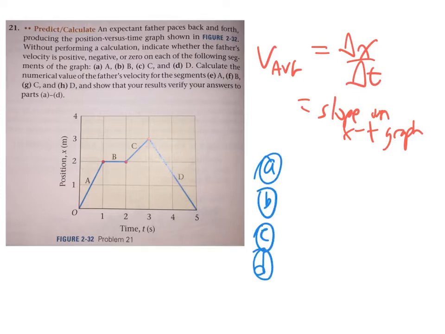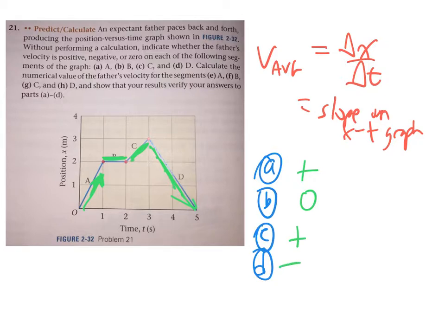And we look here and we say, well, in segment A, the line is sloping upward. So segment A has a positive velocity. But for segment B, it isn't going anywhere. The line is horizontal, which is a slope of 0. And then for C, we have it sloping upward again, so it's going to be positive. But for D, the line is sloping downward, and so the velocity is going to be negative.